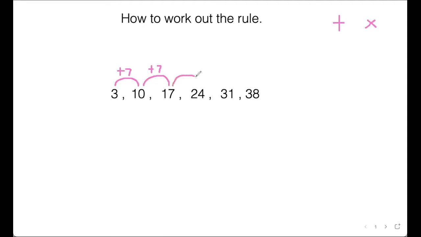17 to 24 again is plus 7. 24 to 31 is plus 7. So we can confidently say that the rule is plus 7. So all we write at the bottom is plus 7. So the rule for this sequence is plus 7.